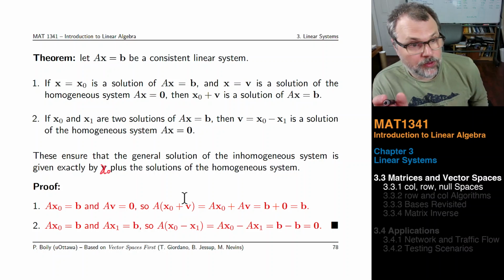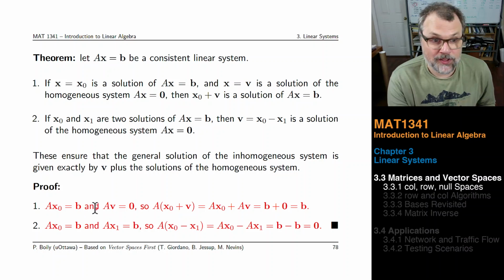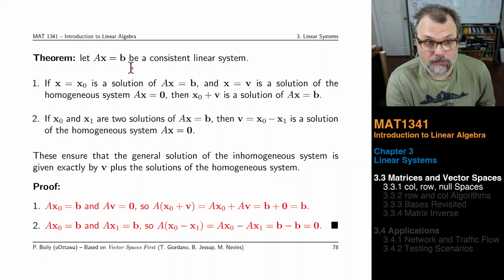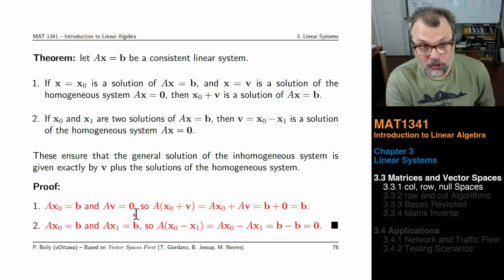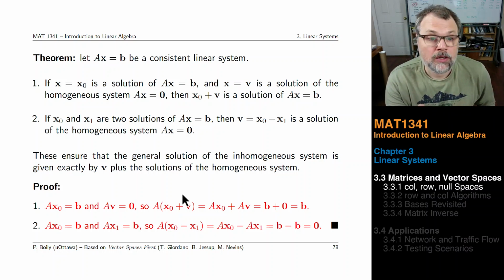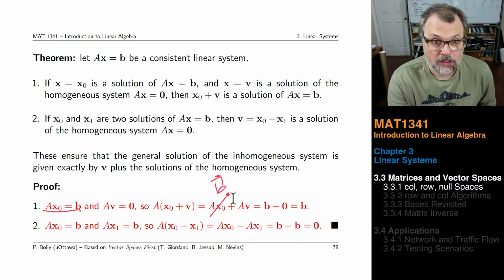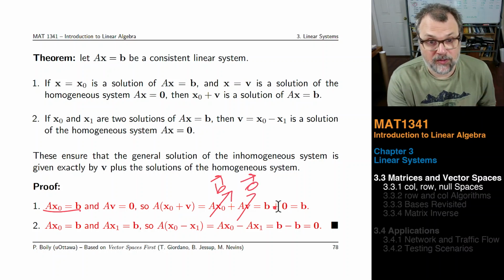Well, it's quite straightforward. If x0 is a particular solution, then you know that A times x0 is equal to b. That's what it means to be a solution. And let's say that v is a solution of the homogeneous system, then you have Av equal to 0. So if you look at A times (x0 plus v), by distributivity of matrix product, that's Ax0 plus A times v. Ax0 by assumption is b, and Av by assumption is 0. So we have b plus 0, that's b.